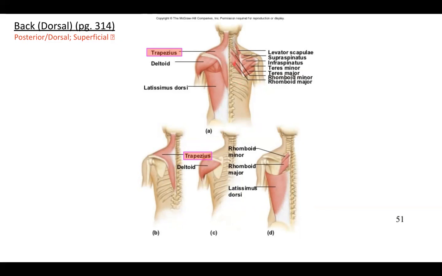Next, you have the rhomboids, the rhomboid major and minor. The major is the larger one, and the minor is the smaller one, a little bit more superior here. The origin is the vertebrae here, and the insertion is into the scapula, and these muscles will help to retract and elevate the scapula. Okay, so you can see them here. You can also see them a little bit zoomed in on the opposite side.